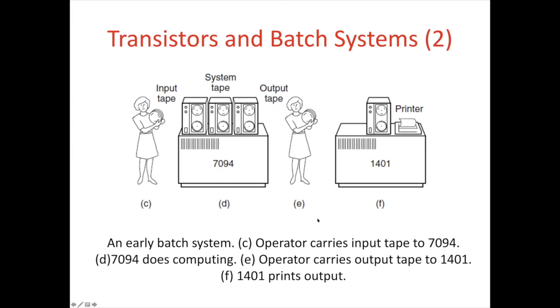And then the operator carries the input tape to the computer, and this machine, 7094, does the computing, gets the input from the tape, and whatever the output is, it is recorded on another tape. The operator carries the output tape to output device 1401. This is the output device to get information from the tape and to print the output through the printer.